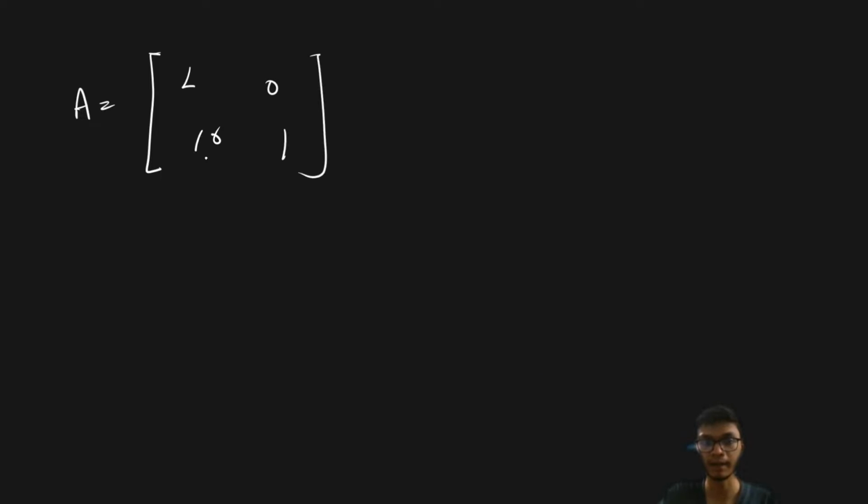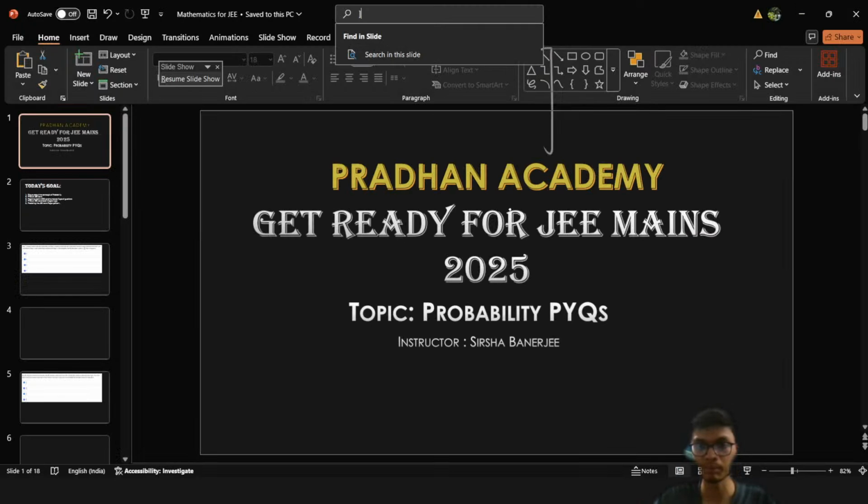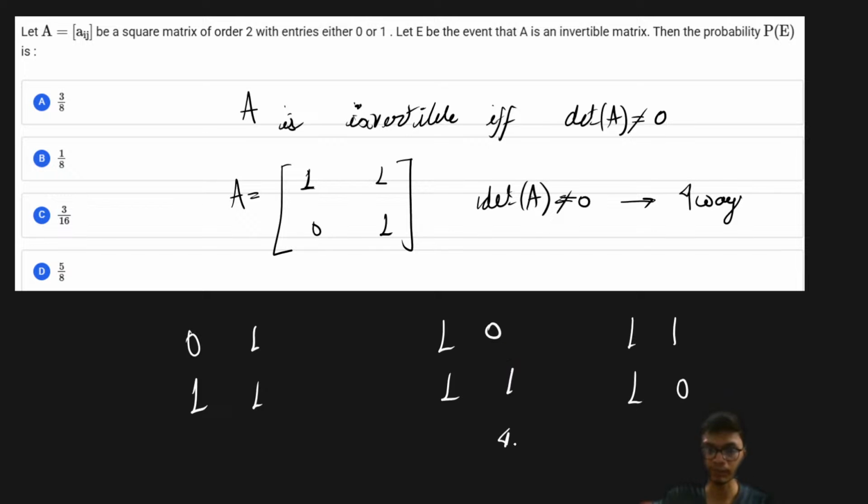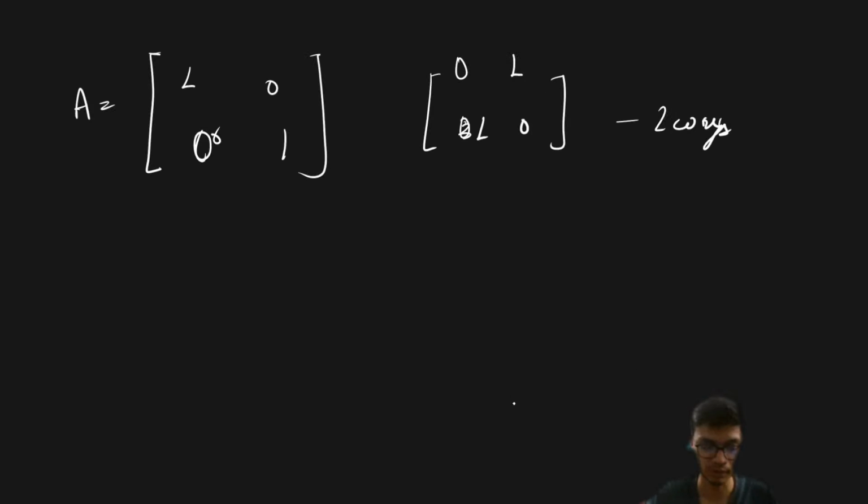Similarly you can have the matrix A as 1 1 and 0 0, where there are 2 zeros and 2 ones. This also can be given in 2 ways, 0 1 and 1 0. These are the 2 ways in which this form can be given. So there are 4 ways for the first form and there are 2 ways for this form.